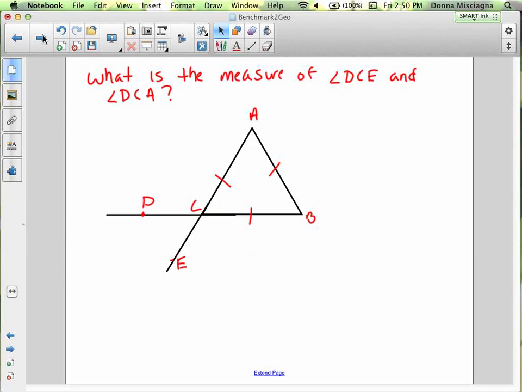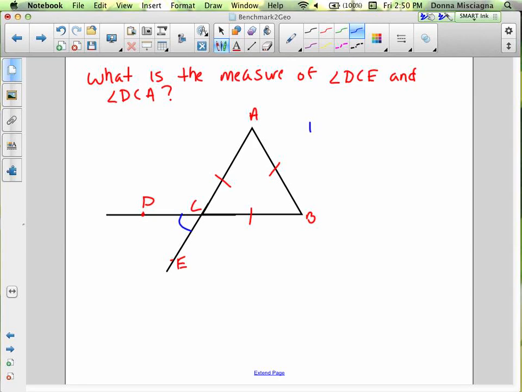What is the measure of angle DCE and angle DCA? So DCE is right here. Let's find that angle first. I think that angle would be easiest. Now let's think, this is an equilateral triangle.